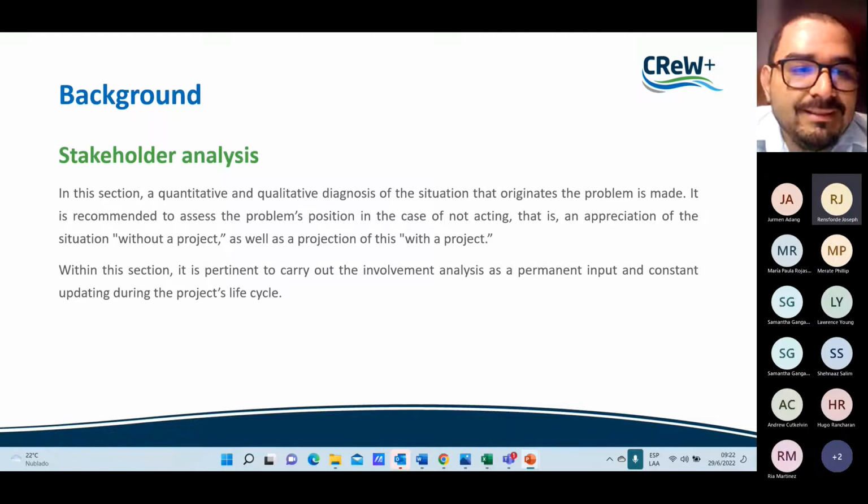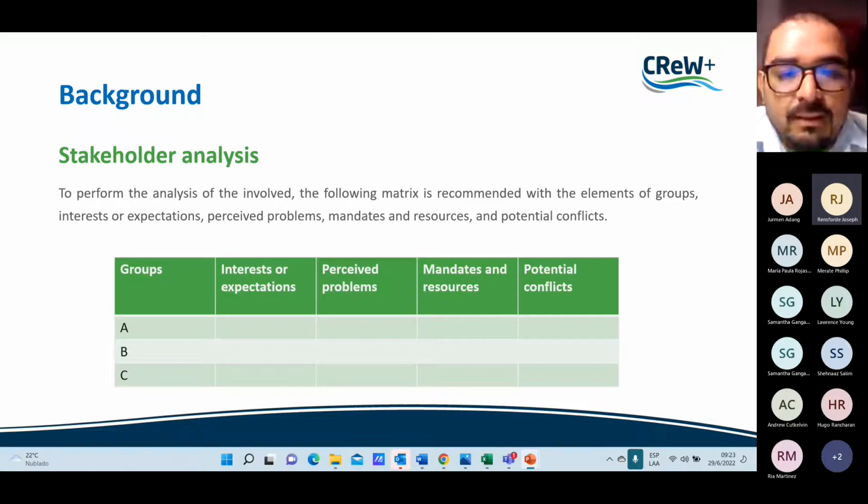So remember the stakeholder analysis. In these sections, a quantitative and qualitative diagnosis of the situation that originates the problem is made. It is recommended to assess the problem's position in the case of not acting. That is, an appreciation of the situation without the project, as well as a projection of this with the project. Within this section, it is pertinent to carry out the involvement analysis as a permanent input and constant updating during the project life cycle.